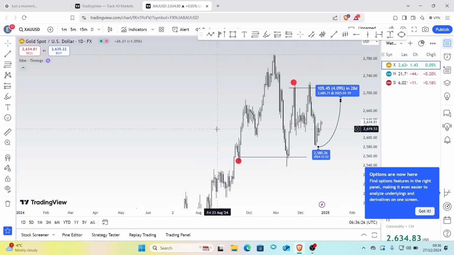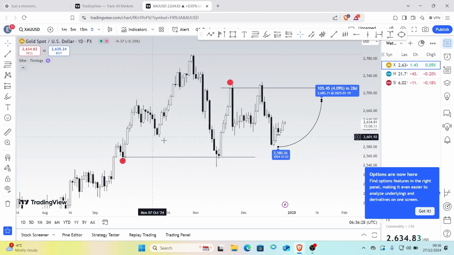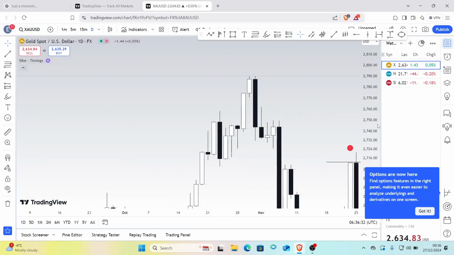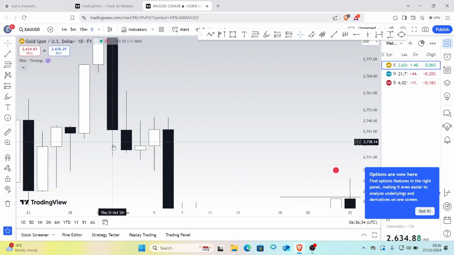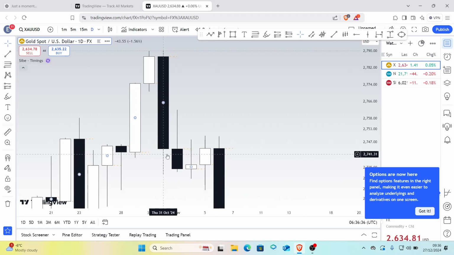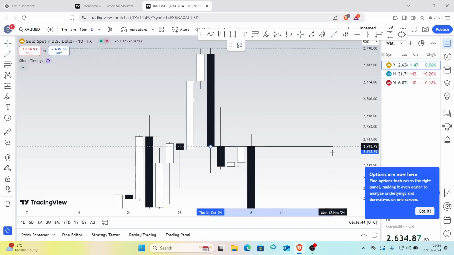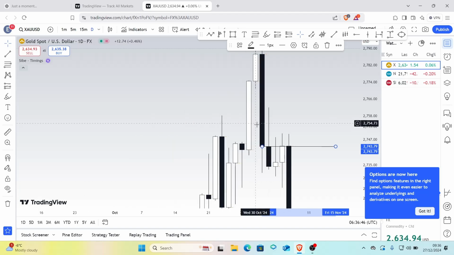Then let's talk about the next type of level. This is very obvious. We have a bearish candle coming. The next bearish candle opens right here, also pushing down. So what level are we looking at? This one. We saw price came into our level and then moved down.